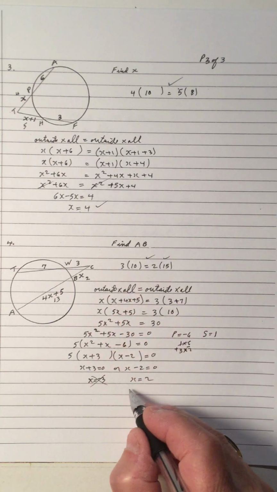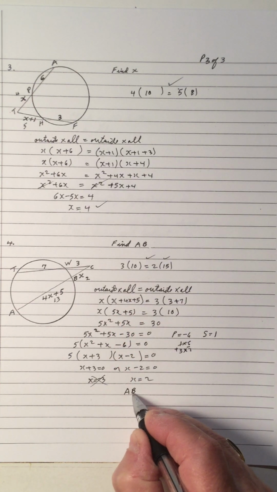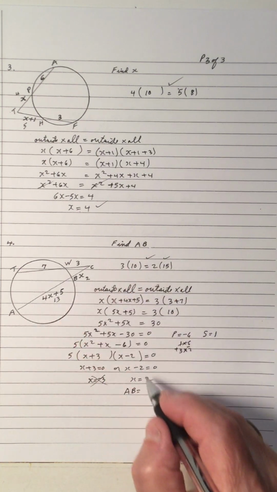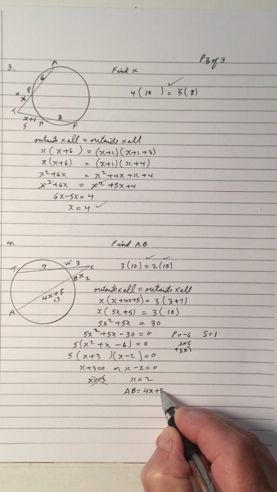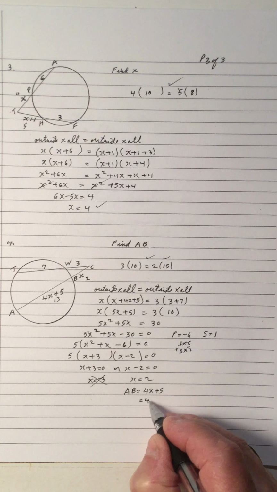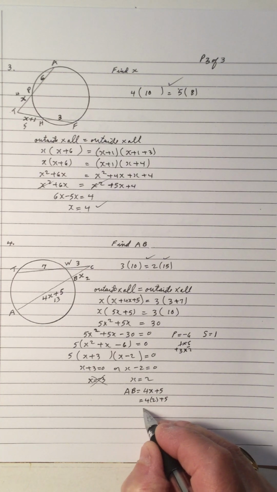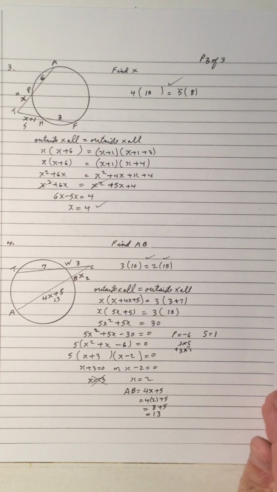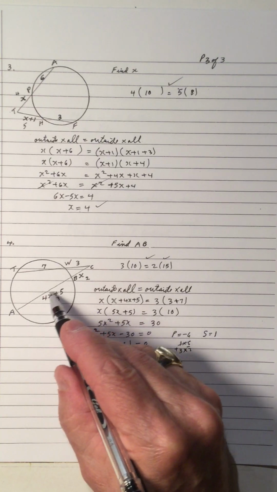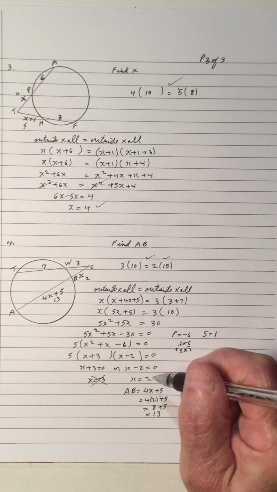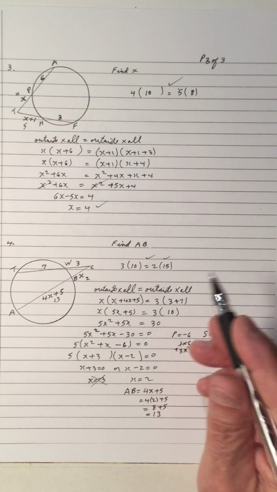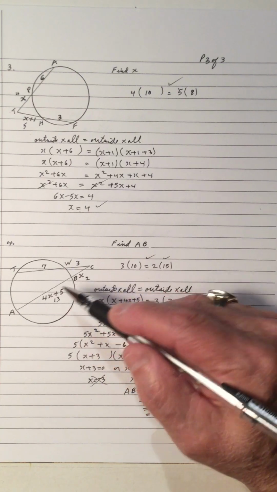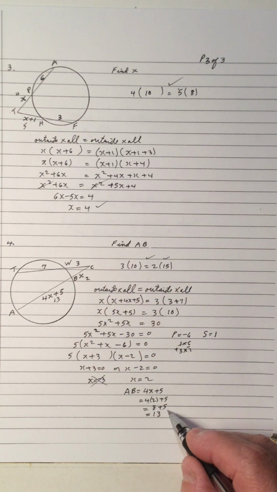But we have to find the length of AC. Sorry, AB. I said AC, AB. And AB is 4x plus 5. And 4 times 2 plus 5. That's 8 plus 5. So BC is 13. Well, I did 13 right away just to check to see if the 2 was okay. Because if the 2 wasn't okay, then there'd be no solution to this problem. So 2 was okay because it made the length positive, and then I knew that this was going to be 13.